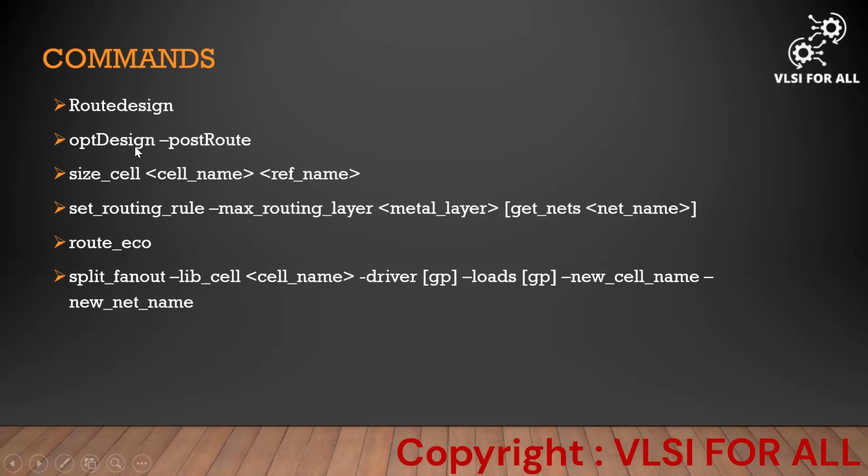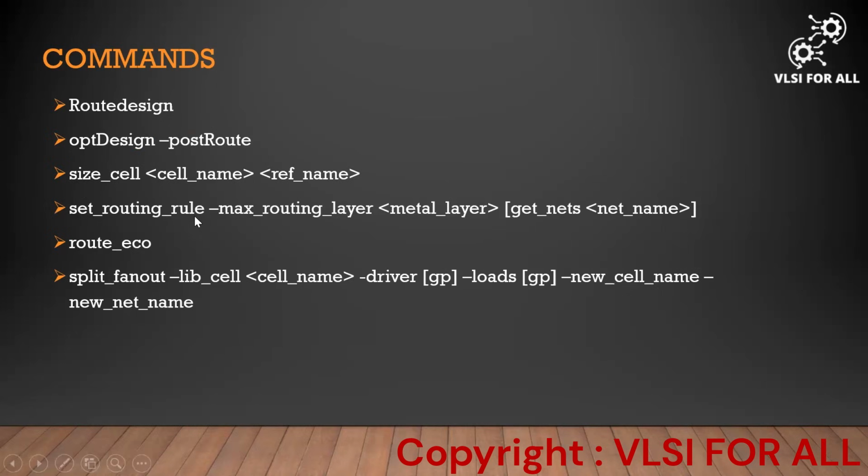The next stage is optimization after routing. For the routing stage, this is the command: optimize design, hyphen post route. If we are seeing some issues in the routing stage, like timing issues, then for any optimization we can do in the data path, we can do cell sizing, or VT swapping, or changing the drive strength and so on.